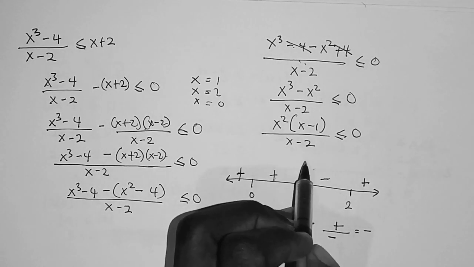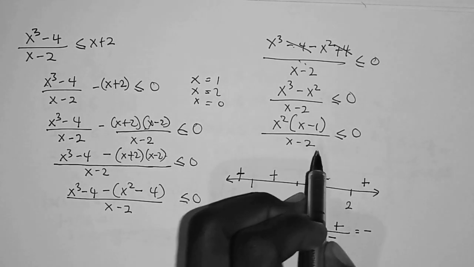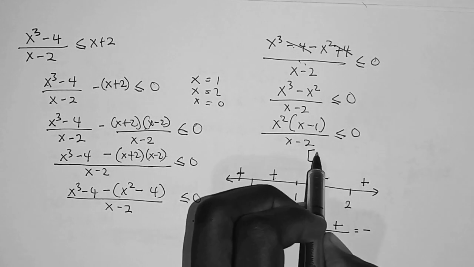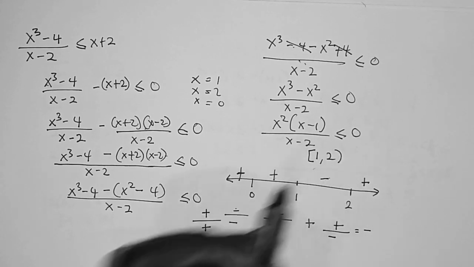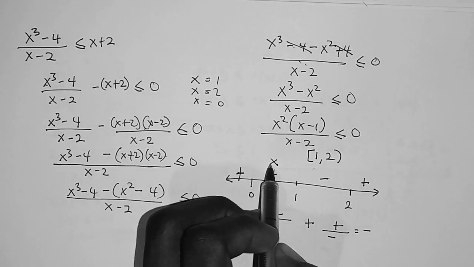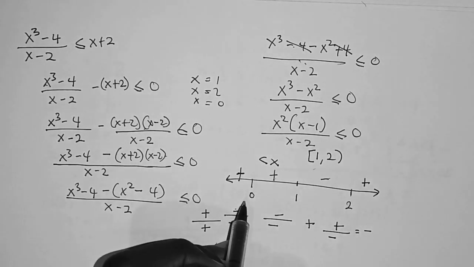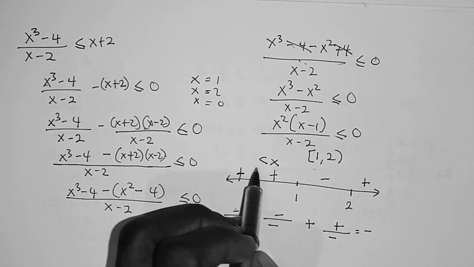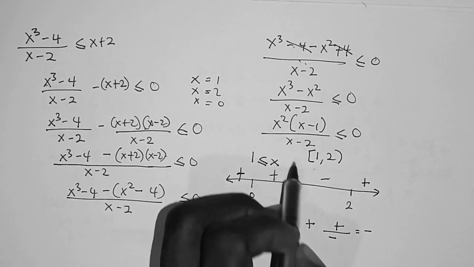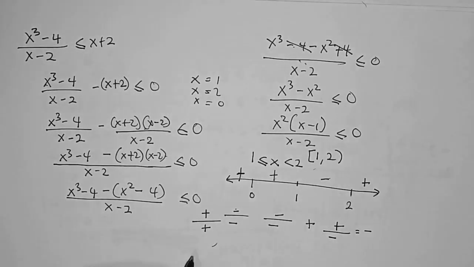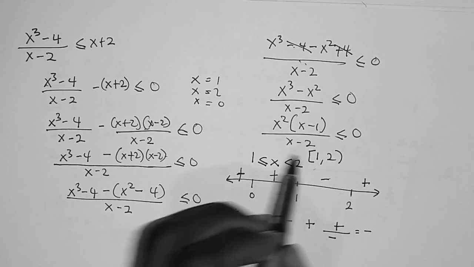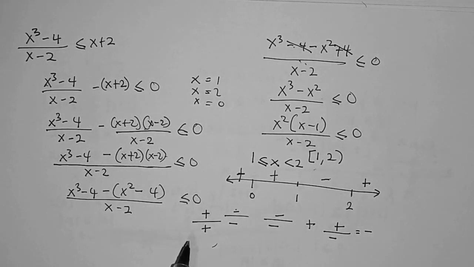And therefore, you see that x is between 1 and 2. So x is greater than or equal to 1, but less than 2. That is the range of values of x that satisfy this inequality.